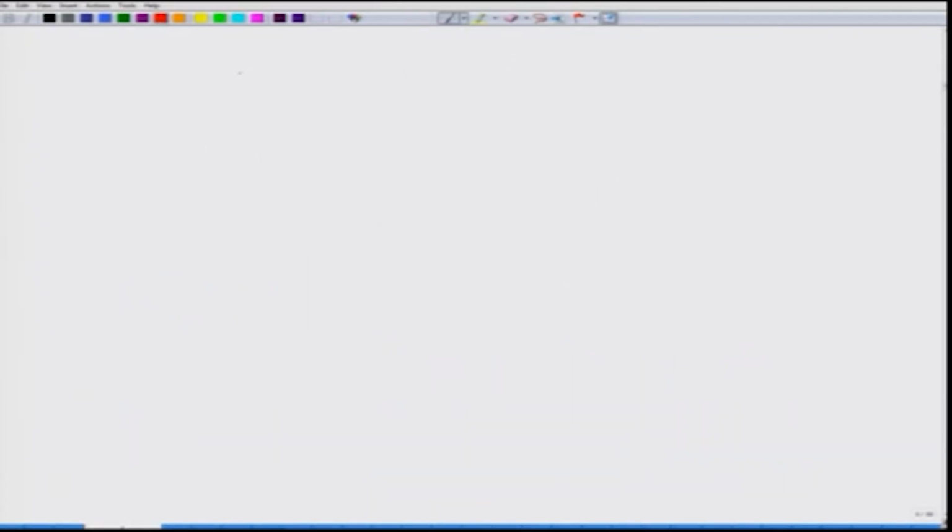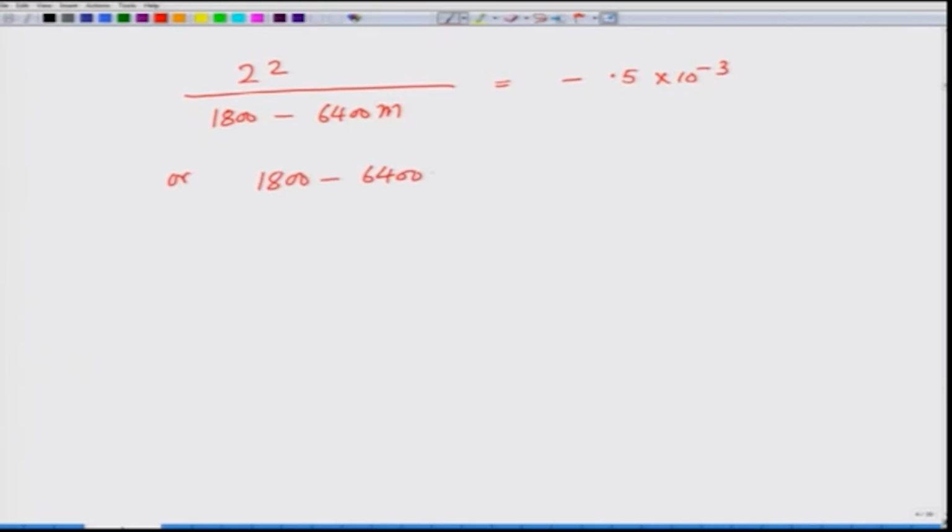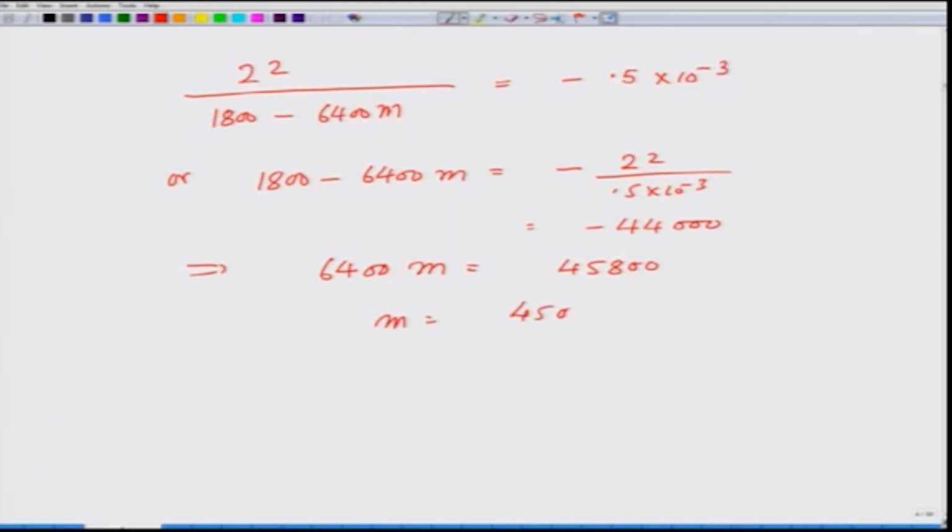So, I get f, which is 22, divided by m omega 0 square, which is k, which is 1800, minus 6400 m is equal to minus 0.5 times 10 raised to minus 3, or 1800 minus 6400 m is equal to minus 22 over 0.5 times 10 raised to minus 3, which is minus 44,000, and that gives you 6400 m is equal to 45,800, or m equals 45,800 divided by 6400, which comes out to be 7.16 kg.